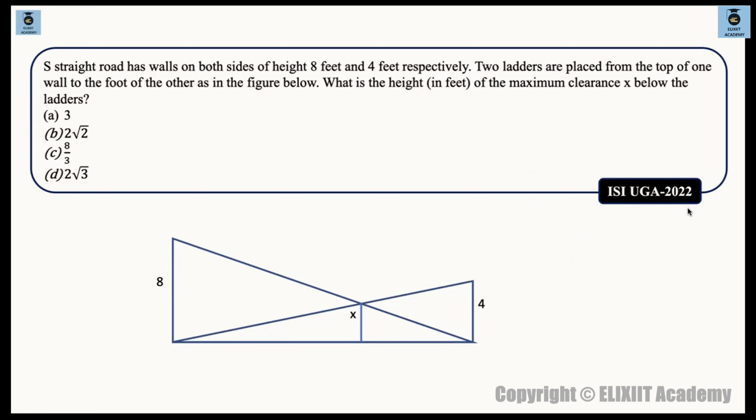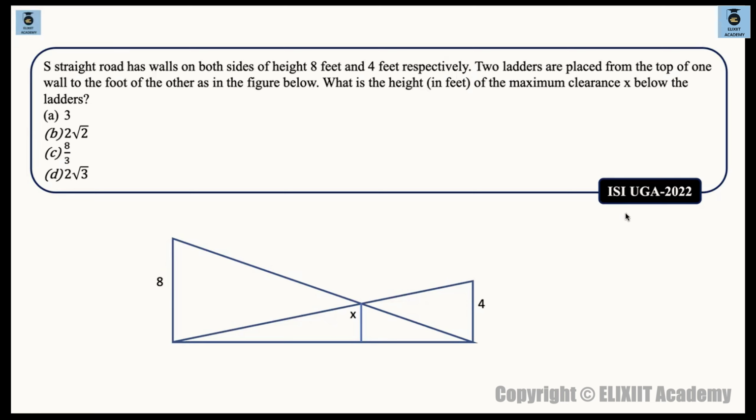Okay, what is the question saying? A straight road has walls on both sides of height 8 feet and 4 feet respectively. Two ladders are placed from the top of one wall to the foot of the other as in the figure below. What is the height in feet of the maximum clearance X below the ladders?